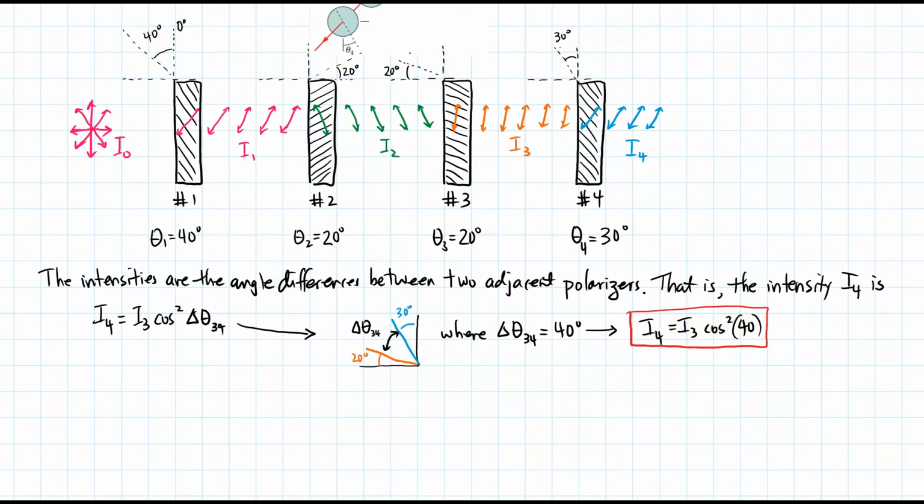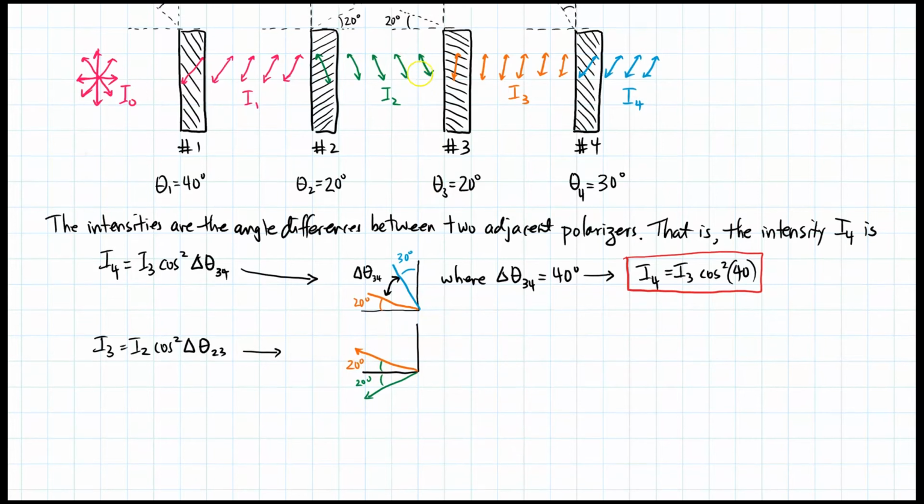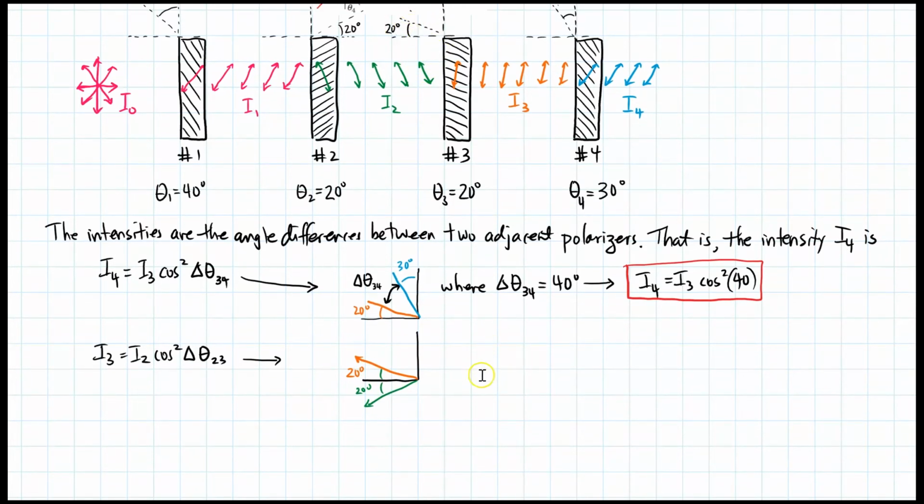Let's go get intensity 3. So I3 is equal to I2 cosine squared of delta theta 2,3. Let's look at the angles. So that means here that if I look at the third polarizer, you can see that in orange here I got 20 degrees.